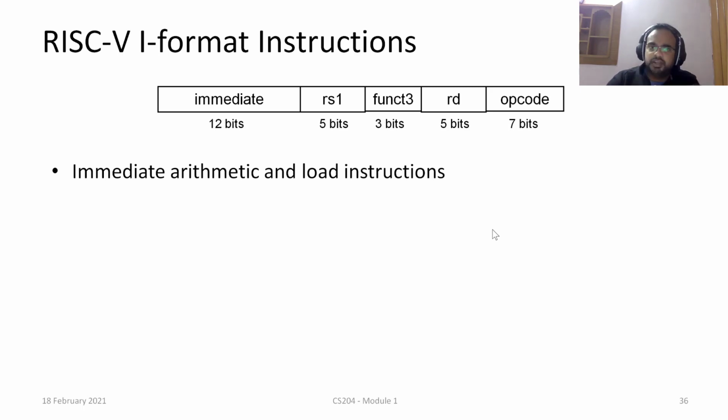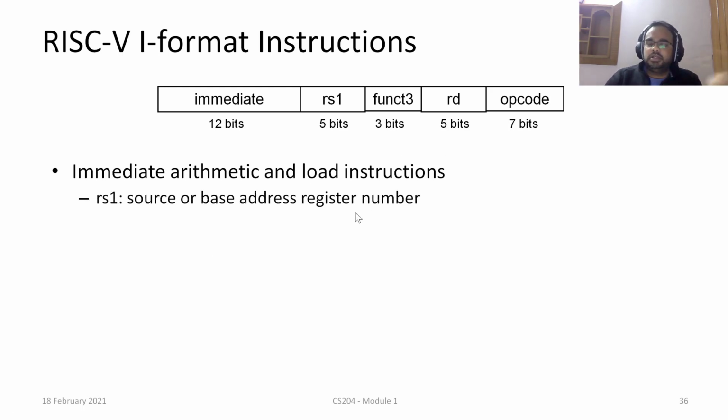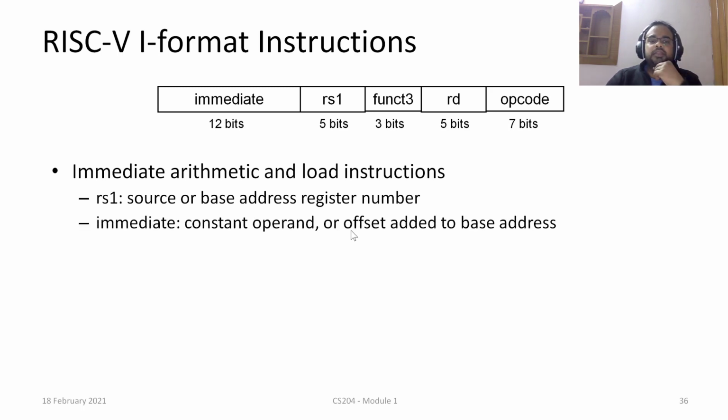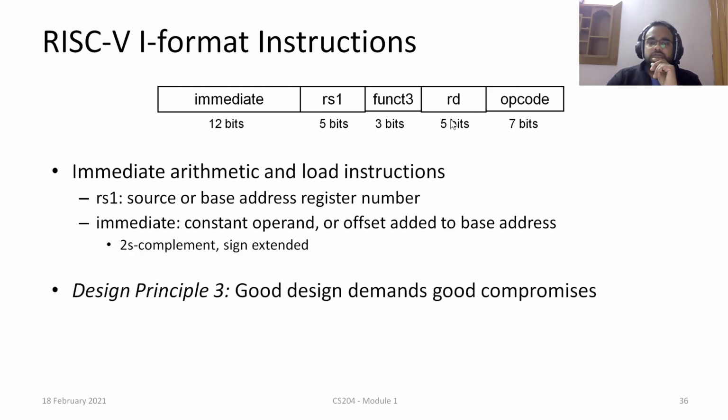At this moment, I did not explain what load instructions are. We are going to come back to it. Just limit ourselves to the immediate arithmetic variants. RS1 is the source register. Immediate is the immediate value that we add or subtract or do and or whatever we want to do. And RD is the destination register. A quick point on the immediate value: it is always represented as a 2's complement sign extended number.